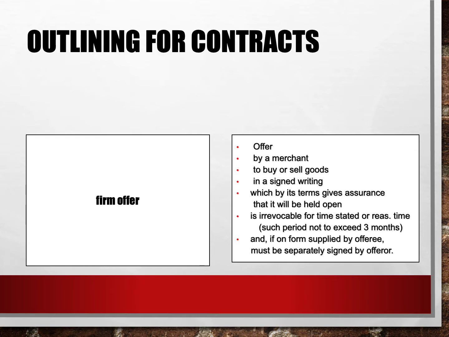If you've got all of that, then that signed writing will be irrevocable for the time stated on it, or if there's no time stated on it, for a reasonable time. And either way, that period should not exceed 3 months. And if this firm offer is on a form that the offeree has supplied, rather than something that the offeror has supplied, then it needs to be separately signed by the offeror.